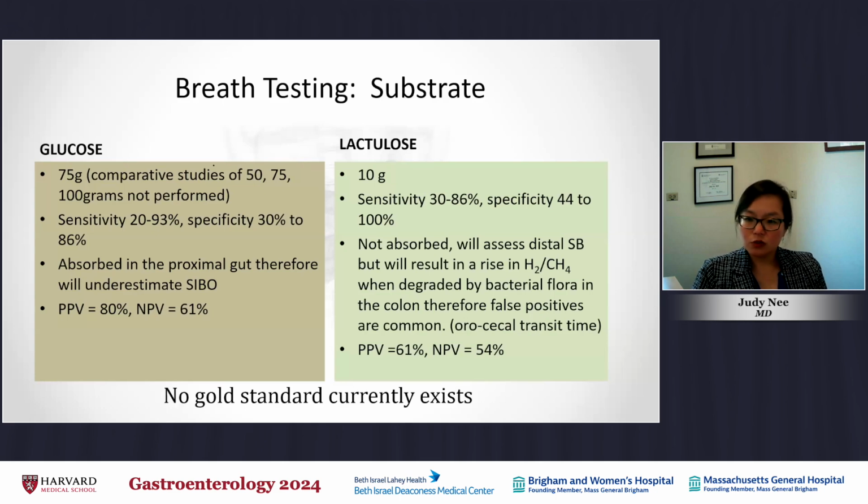At our institution, Beth Israel, we generally recommend glucose as the substrate for bacterial overgrowth because we would rather underestimate than overestimate bacterial overgrowth. However, there are now patients who have read up about it, and there are providers who prefer lactulose and would rather overcall bacterial overgrowth and choose lactulose instead.